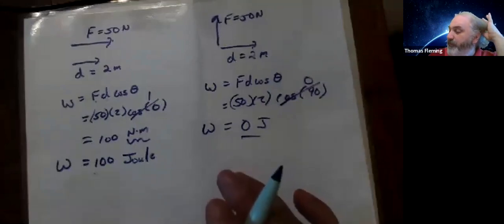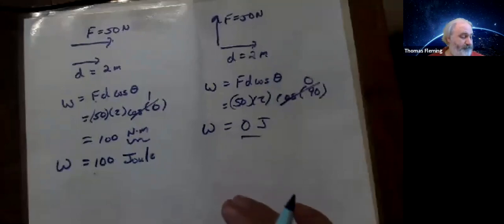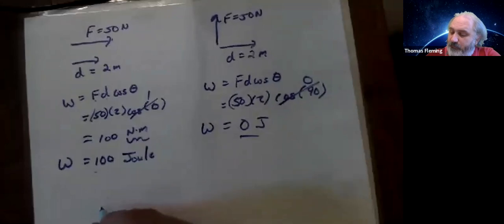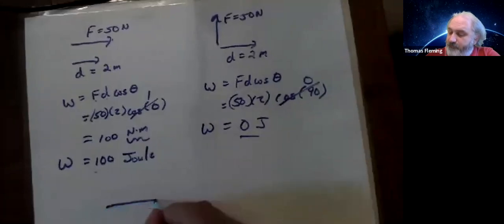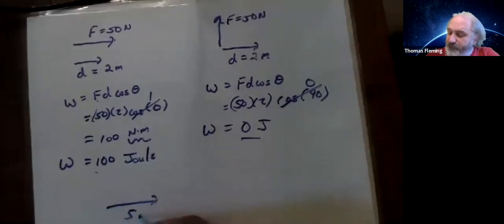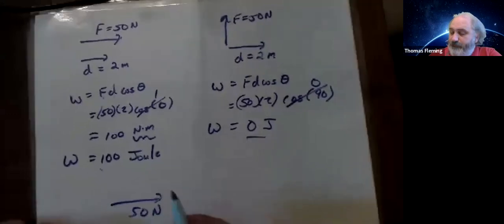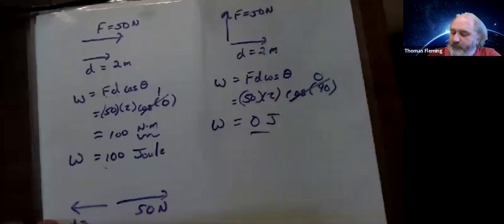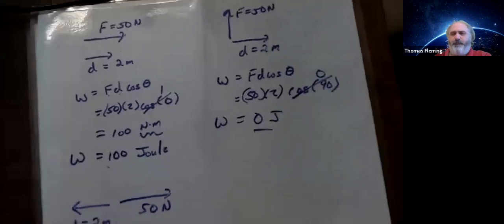Let's change it up a little bit. What if I have my object pulling 50 newtons this direction, but the object is moving 2 meters in the opposite direction?